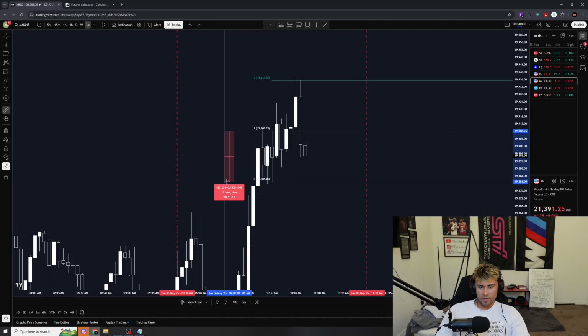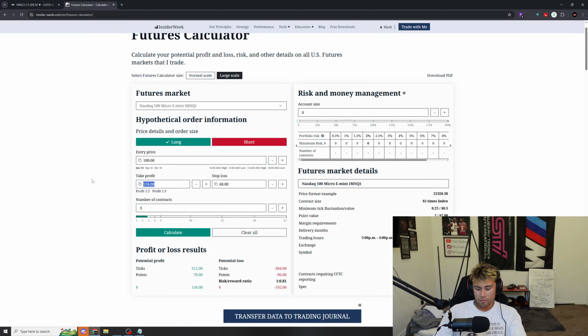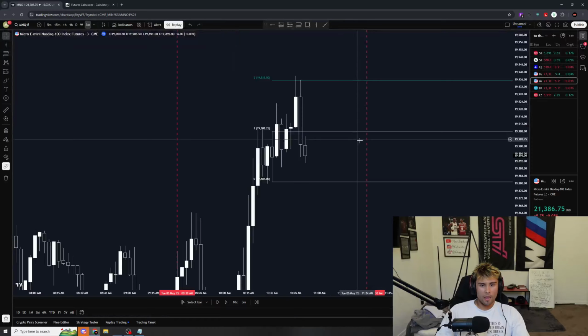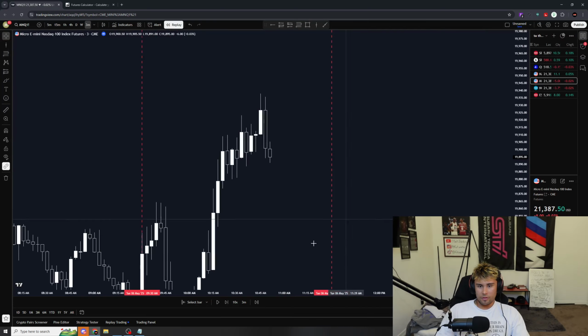So let's see how much you would have made on that. It's a 27. So I probably would be in this with 5 micros. That would be 270 risk. So I would trim 3 at 127. That would be $162 dub. So I'd go right here, plus 162. And then let's see. Still looking for longs here.